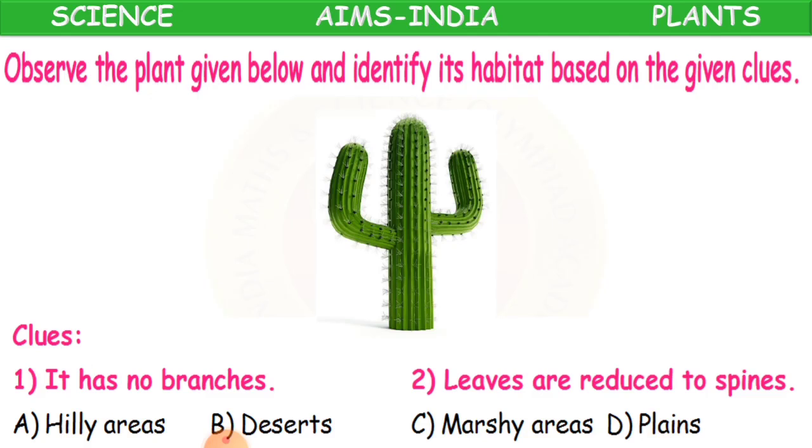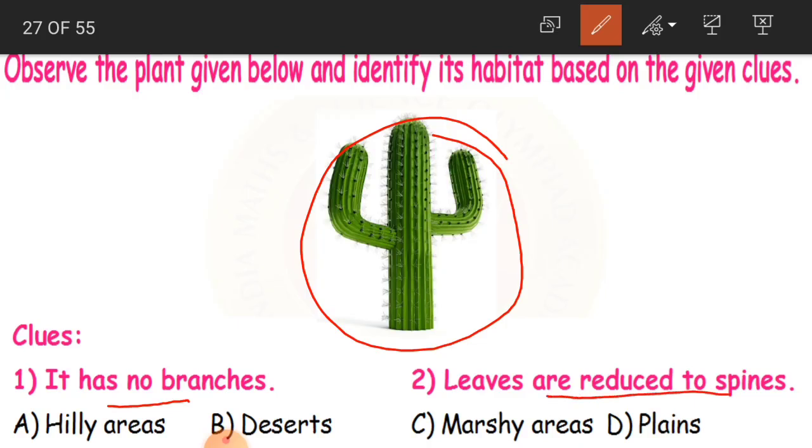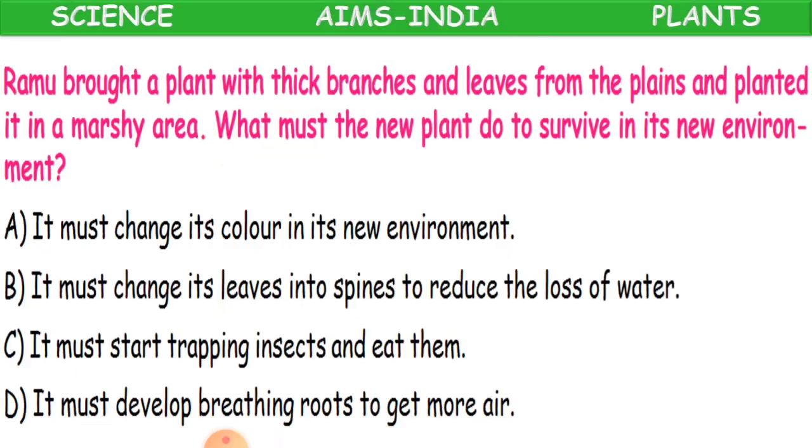Observe the plant given below and identify its habitat based on the given clues. See here, what plant are you having, children, here? Like a desert plant. So here are some clues for us. We have to just identify it. The clues are, it has no branches and the leaves are reduced to spines. As we already said, it is a desert plant. So it is B option. B option is the correct answer.